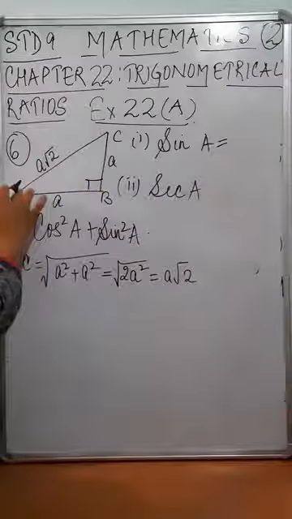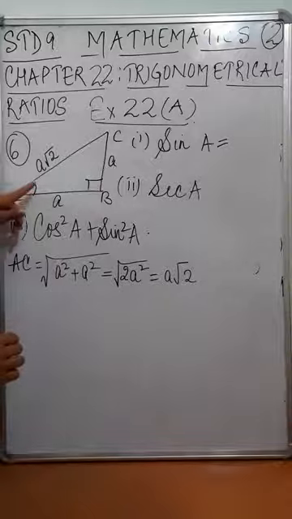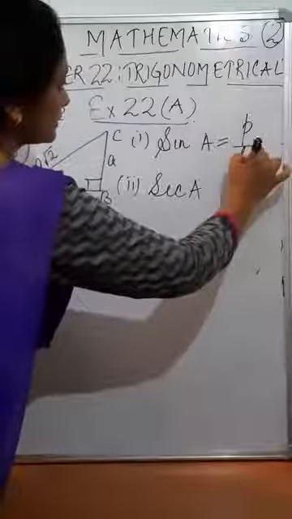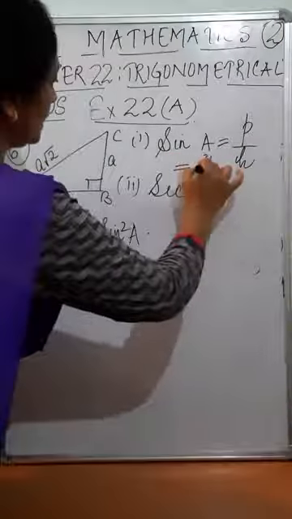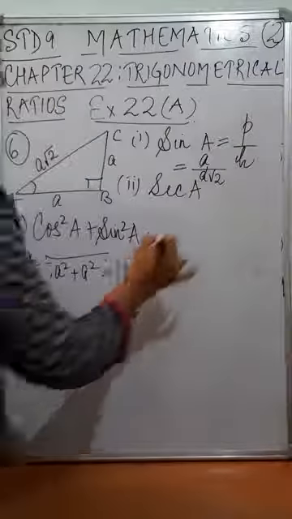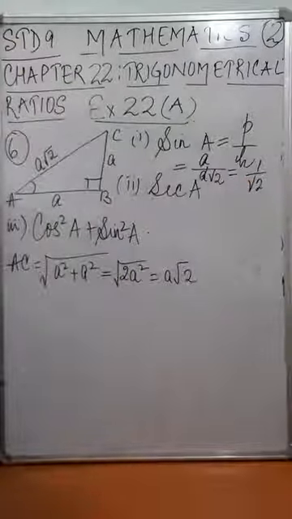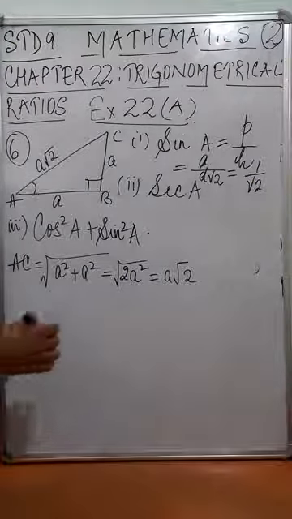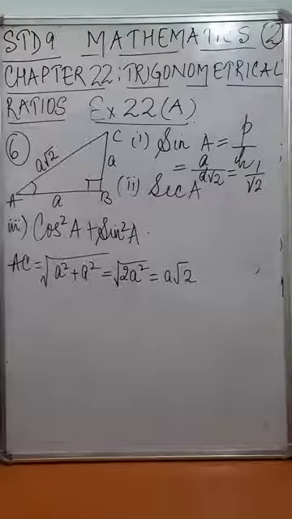Sine A will be equal to perpendicular by hypotenuse, right? Perpendicular is A by A root 2. A cancels, it is equal to 1 by root 2, and if you are to rationalize the denominator, I'll show that here. For the time being, take it as 1 by root 2.